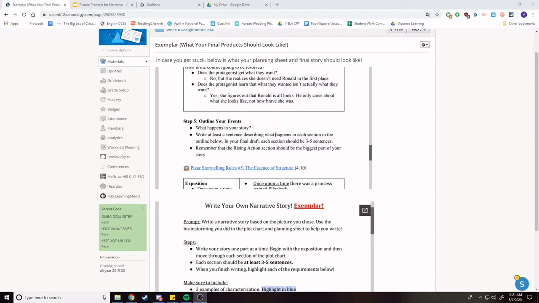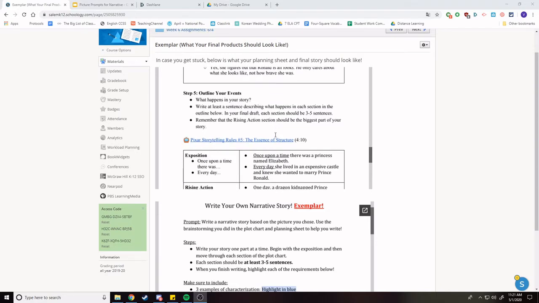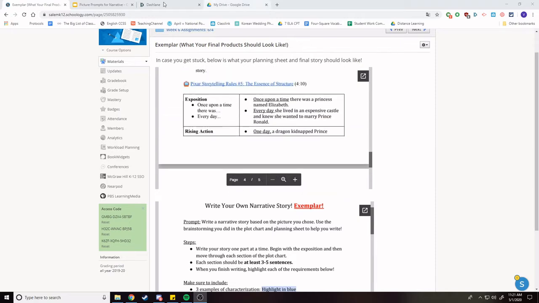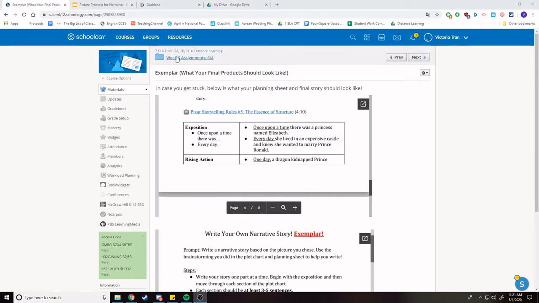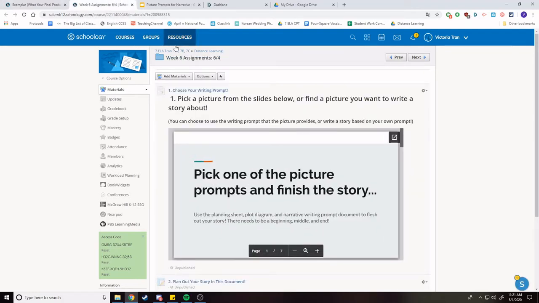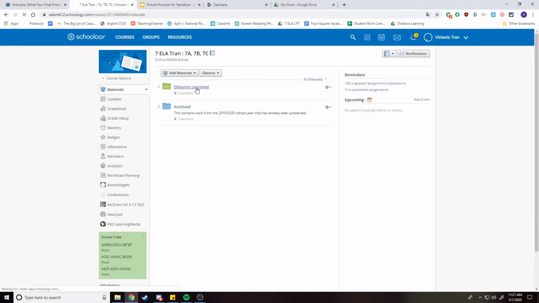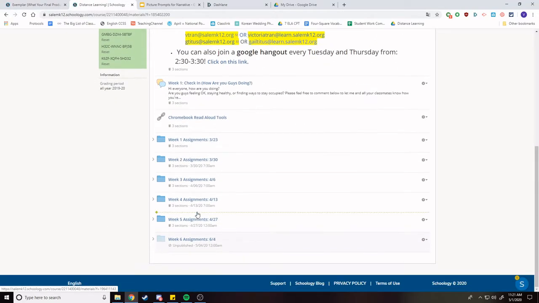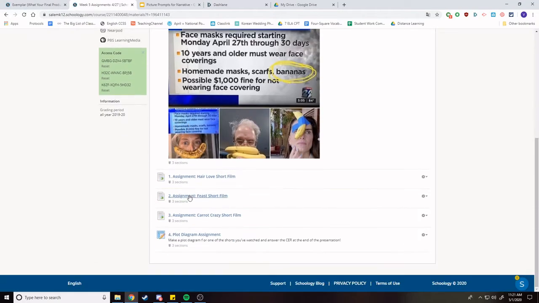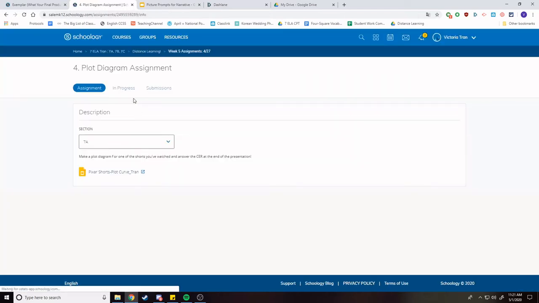And then finally, you're going to outline your story. So this was that plot diagram that we looked at last week. It's the same exact thing from last week. Let me quickly show you. Just written in a way that's a little bit easier for you to look at. So if you were to go back to last week, which you don't have to do, it's the same thing as these plot diagrams you worked on.